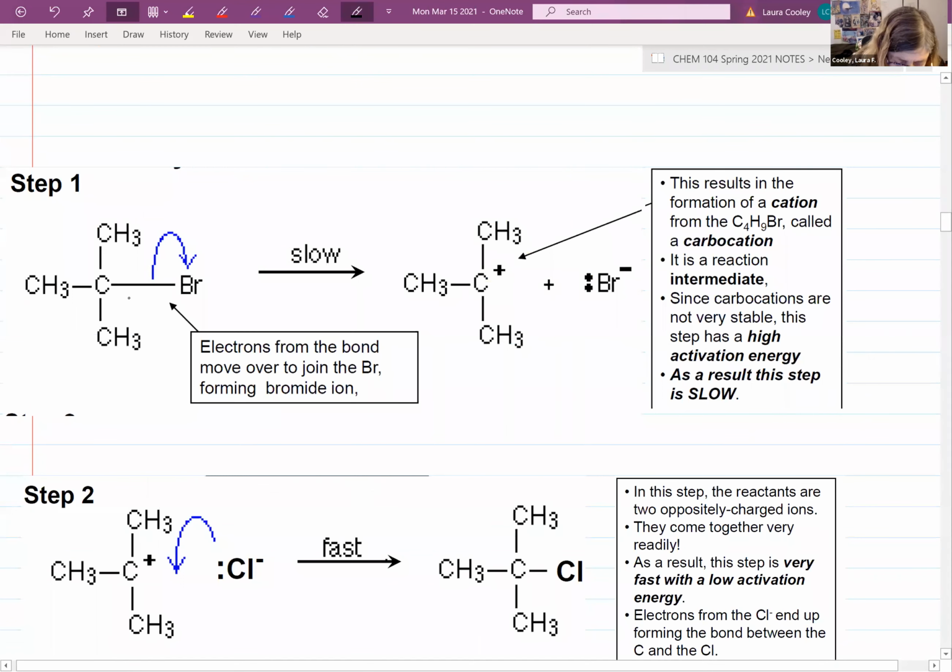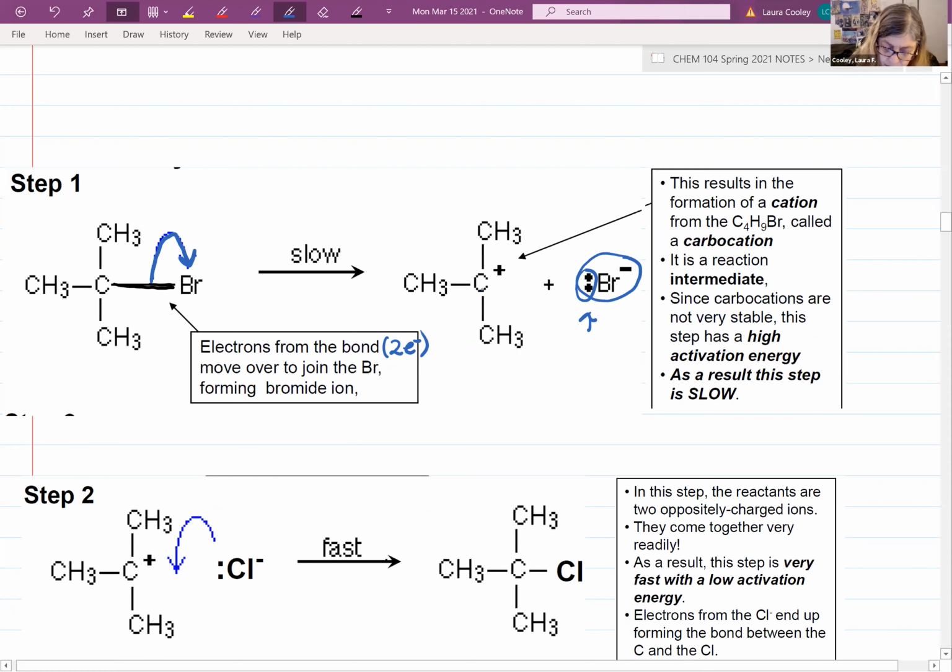Electrons from this bond, there's 2 electrons in that bond, right? The 2 electrons go over to the bromine. So when that bromine picks up those 2 electrons, it becomes a bromide ion. And there's the 2 electrons there that it picked up. So the 2 electrons from the bond move over to the bromine. What happens? What does it leave behind when it does that?